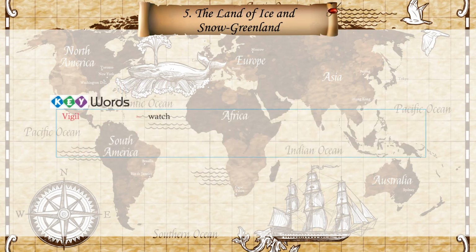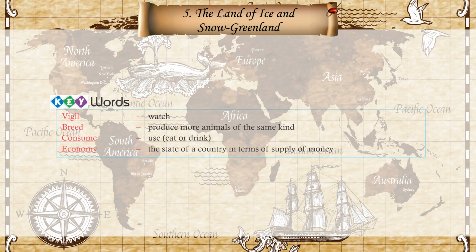Keywords: vigil, watch. Breed, produce more animals of the same kind. Consume, use, eat or drink. Economy, the state of a country in terms of supply of money.